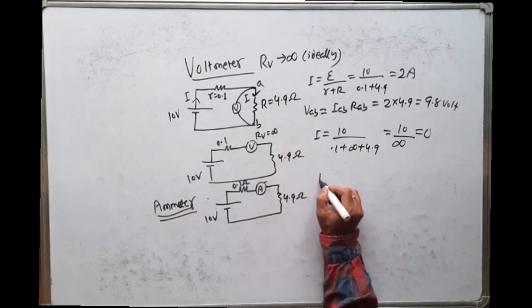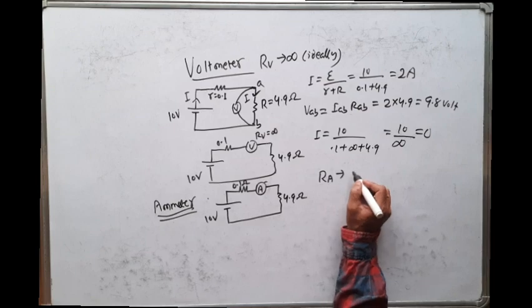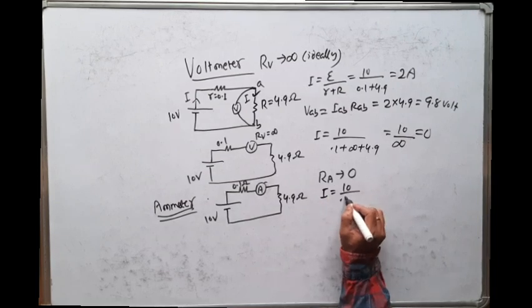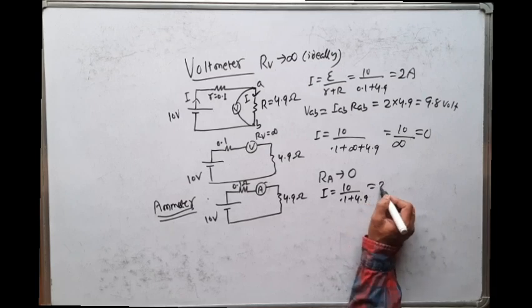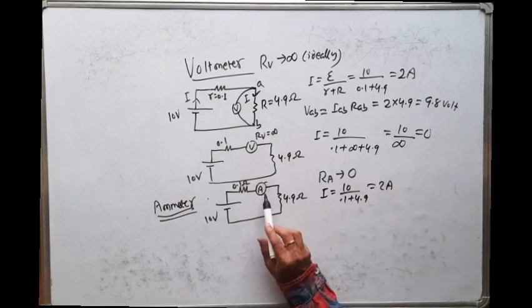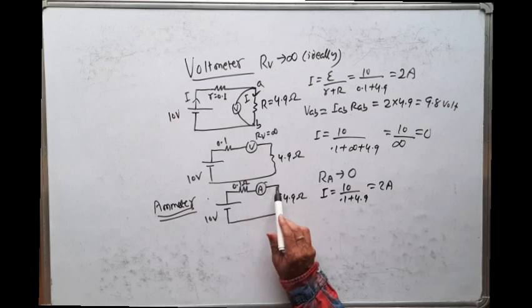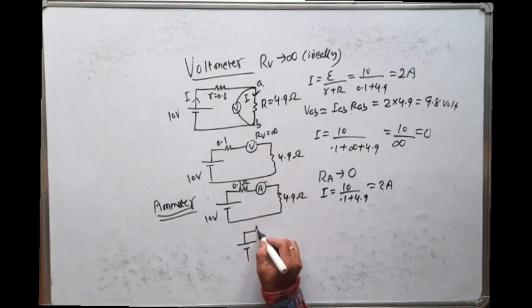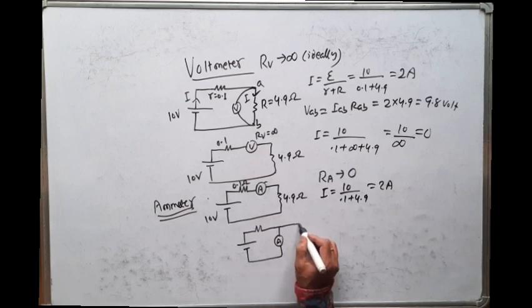So here the resistance of the ammeter is very small, tends to 0. Ideally the resistance of an ammeter is 0. If the resistance of the ammeter is 0, then what is the current? Current is again 10 by 0.1 plus 4.9, that is 2 ampere. So the magnitude of the current remains the same without connecting the ammeter or with connecting the ammeter. But if instead of in series, I connect the ammeter in parallel, what will happen?